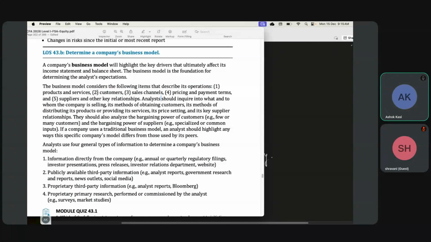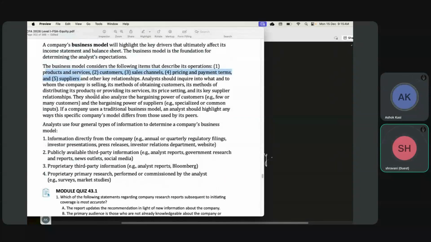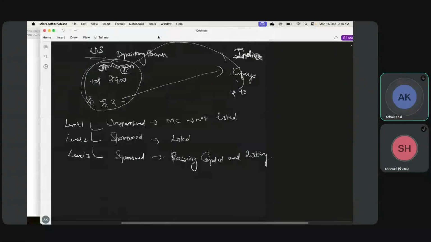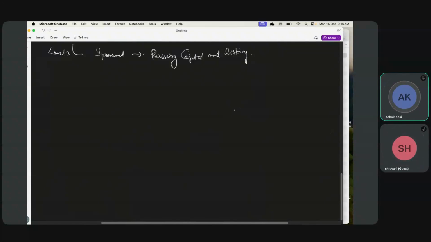Its operations are based on its products and services, customers, sales channels, pricing and payment terms, and suppliers. Okay. So depository receipt is when the foreign company's stocks are available on a domestic exchange. But what do you mean by domestic? Say, for example, if I say Infosys shares are available in the US, now for you, domestic is what? Domestic is India.